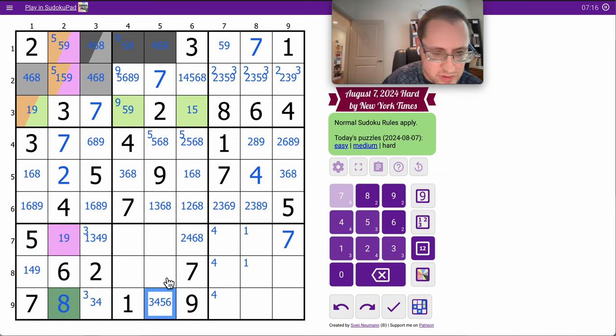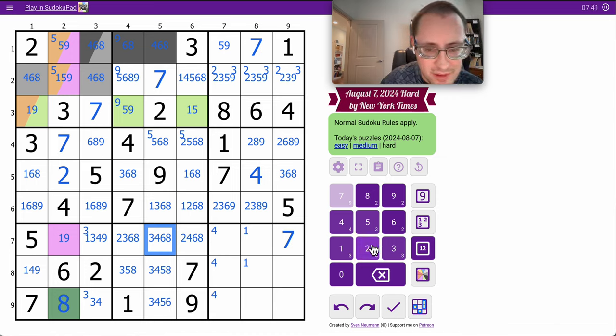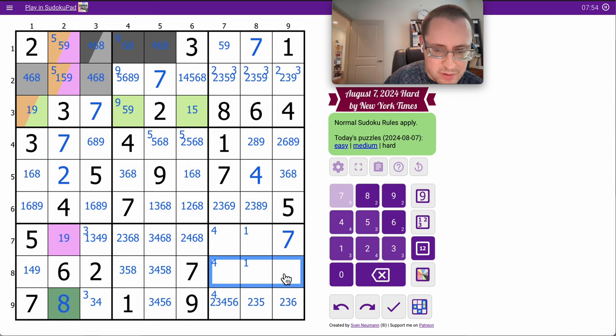2, 7, 8, 9. That's 3, 4, 5, 6. These aren't 1, 2, 6, 7, 9. These ones are not 1, 5, 7, 9. Not helping. Okay, these ones aren't 1, 7, 8, 9. They are from 2 through 6 inclusive. These ones can't be 2, 6, 7.